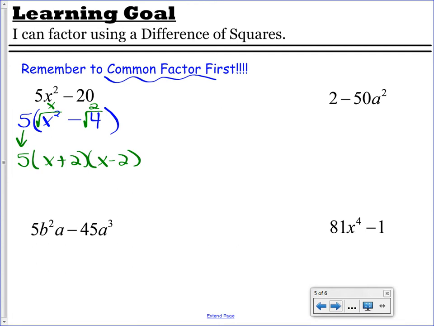Okay, the next one here, again, I have two terms. There's a subtraction sign in the middle. I notice again that these are not perfect squares. So I see if I can common factor. What number can I common factor out of 2 and 50? 2. So I'll write here 2, bracket. I'm left with 1 minus 25a squared. What would be my final answer there?